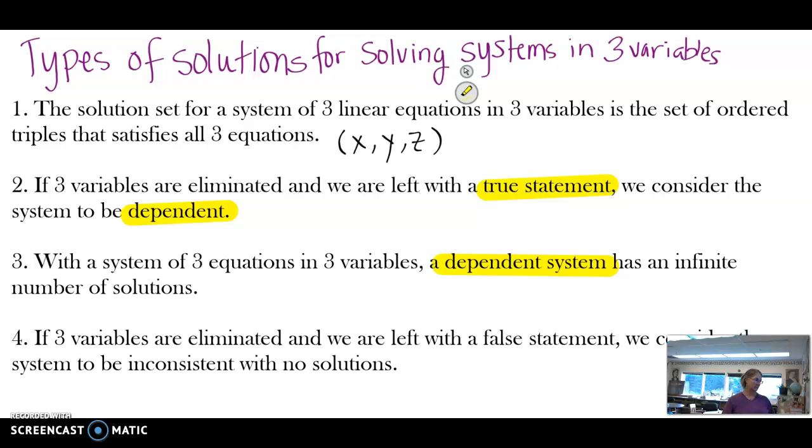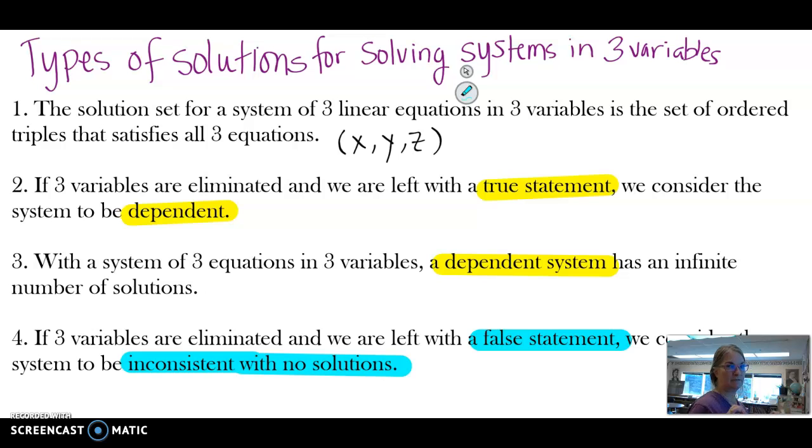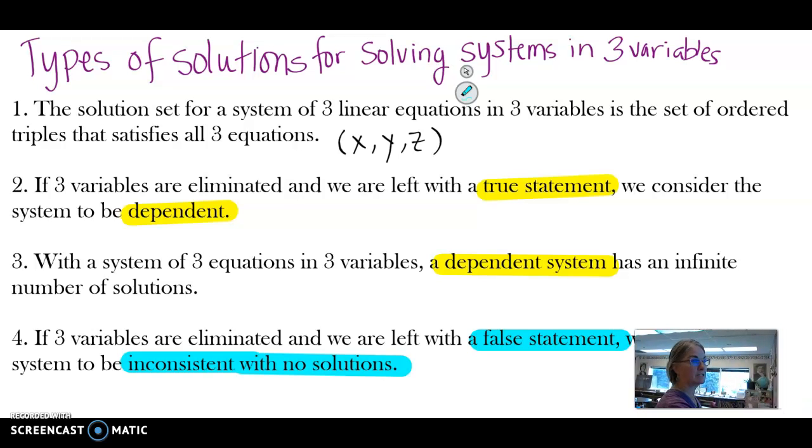And then the third scenario: if the variables are eliminated and you're left with a false statement, then the system is inconsistent and has no solutions. So inconsistent is if you end up with a false statement. Dependent is if you end up with a true statement and all the variables have disappeared.